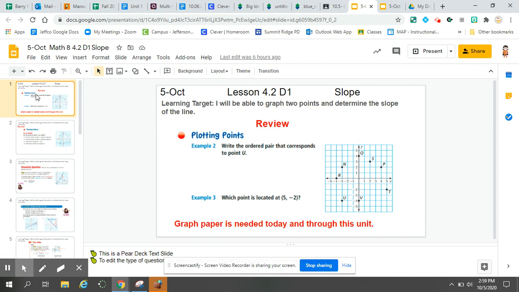So on October 5th, lesson 4.2, day 1, we're going to learn about slope. We're going to go over a review of plotting points on this first slide just to make sure that you remember how to plot a point.